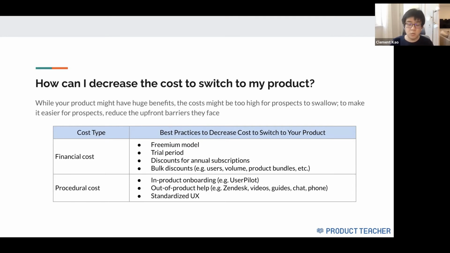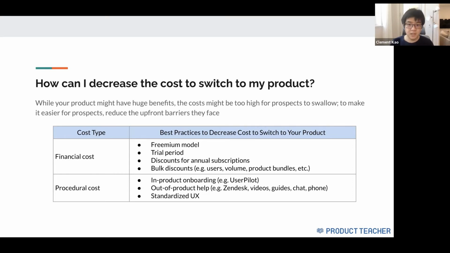And all of these ways are really great for reducing the amount of concern or friction that users have before they decide to switch over to your product. Because again, you're making it super easy for them to adopt your product. They know that you've got their back. In case they run into any questions, any concerns, any frustrations, you've got them, right? And so out-of-product help is also a really fantastic way to decrease the cost of switching over to your product when they're already using something else.